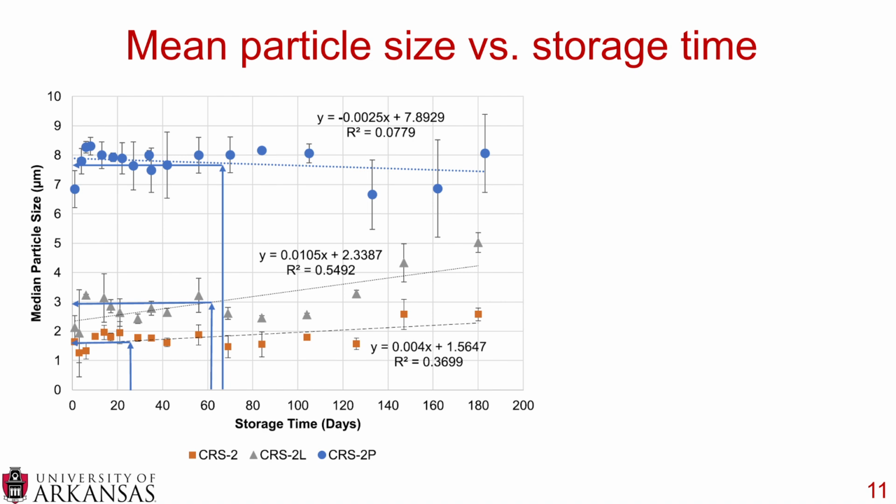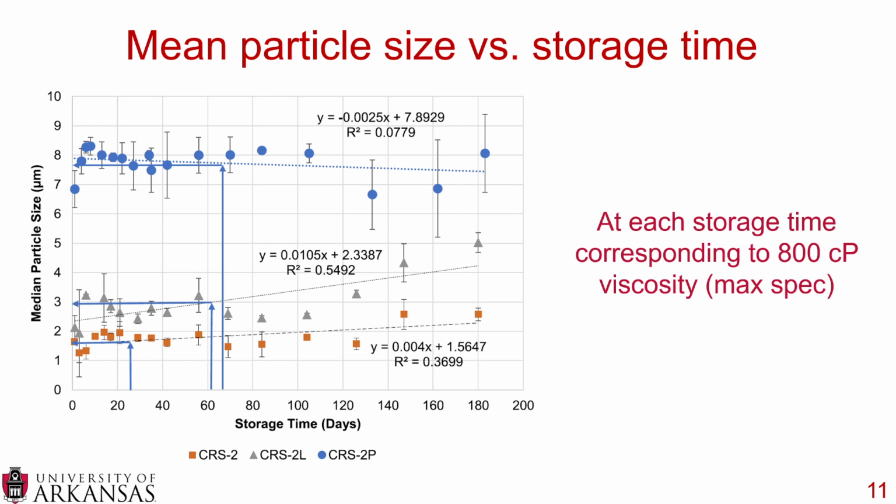Now, we have constructed similar curves of viscosity versus storage time for CRS-2L and CRS-2P, and you can see CRS-2L had a storage time of approximately 61 days, which is where the 800 centipoise occurred, and that's a median particle size of about 3. CRS-2P was about 65, 67 days, and that goes all the way up to a median particle size of about 7.7. So again, for each of these 3 emulsions, we found what storage time corresponded to an 800 centipoise viscosity, and then we found the corresponding median particle size, and this is based on regression lines of all of the data.